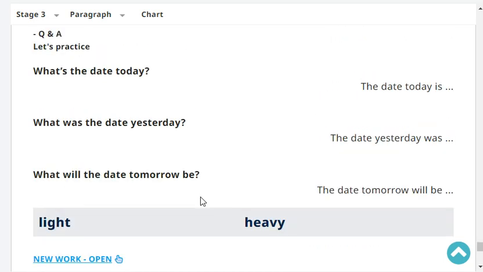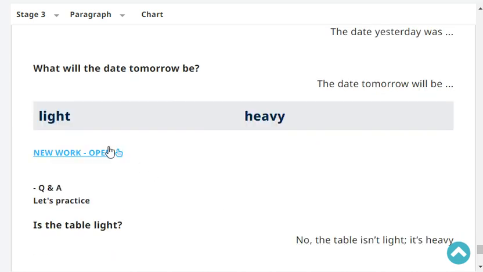For example, the date today is the 20th of September. The date yesterday was the 19th of September. The date tomorrow will be the 21st. We use "the" in all the sentences. Yes, that's correct. One more. The date tomorrow will be the 21st of September, 2023. Very good.